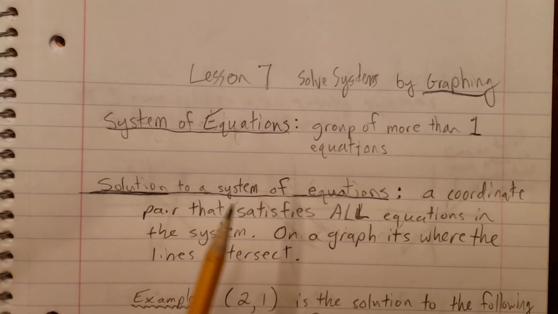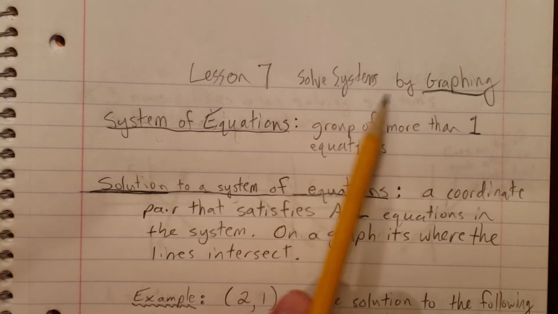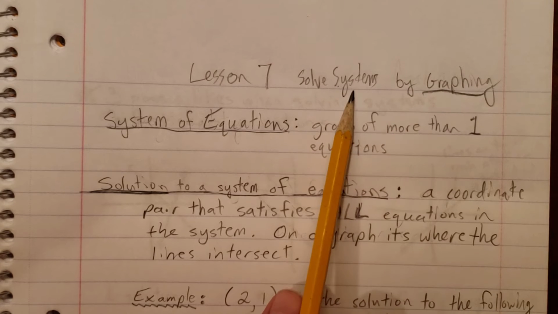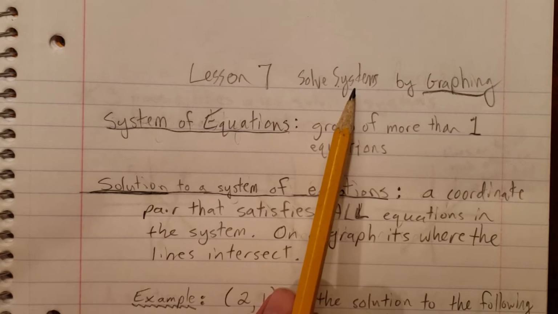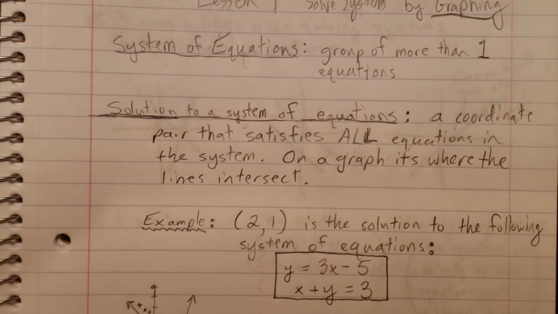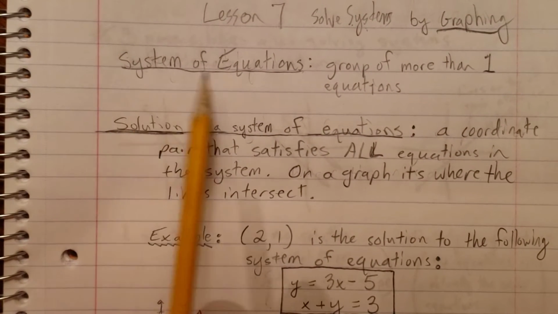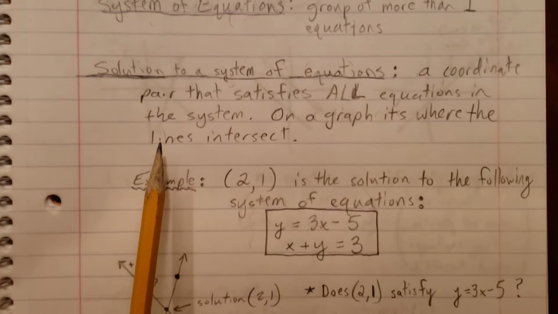Quick review on solving systems of linear equations by graphing. So a system of equations is two or more equations. We're talking only about linear equations, so they're going to be graphs of lines. And we are just quickly reviewing, okay? So what is a system of equations? It's a group of more than one equation.